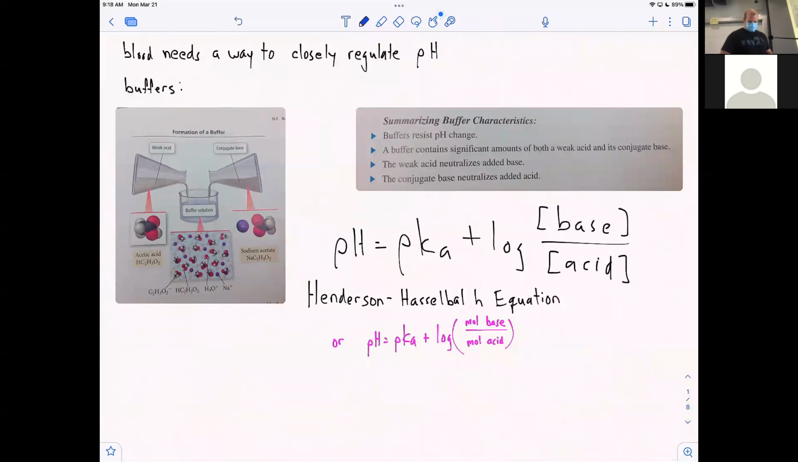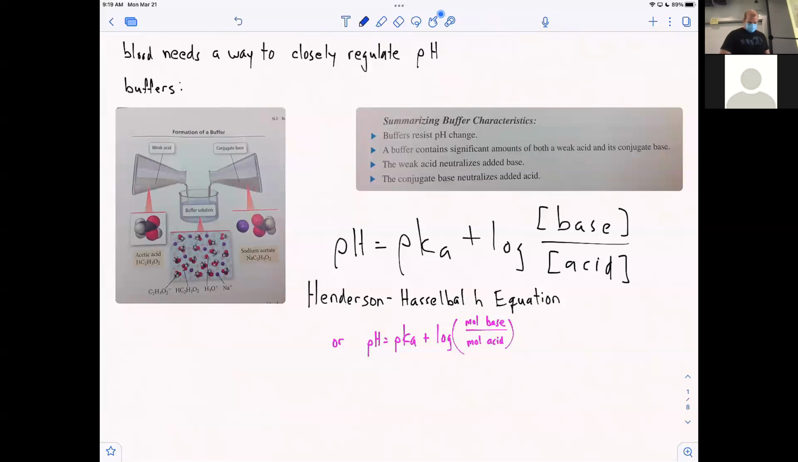This is the Henderson-Hasselbalch equation. pH equals pKa plus the log of the concentration of the base to the concentration of the acid. Or you can think of it as the moles of base to the moles of acid, because concentration is moles per liter, so you can get rid of the liters and just have the moles.